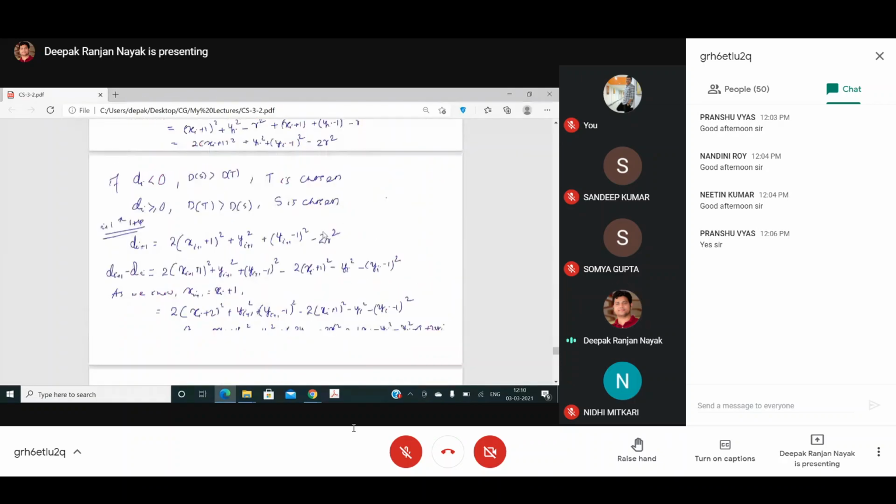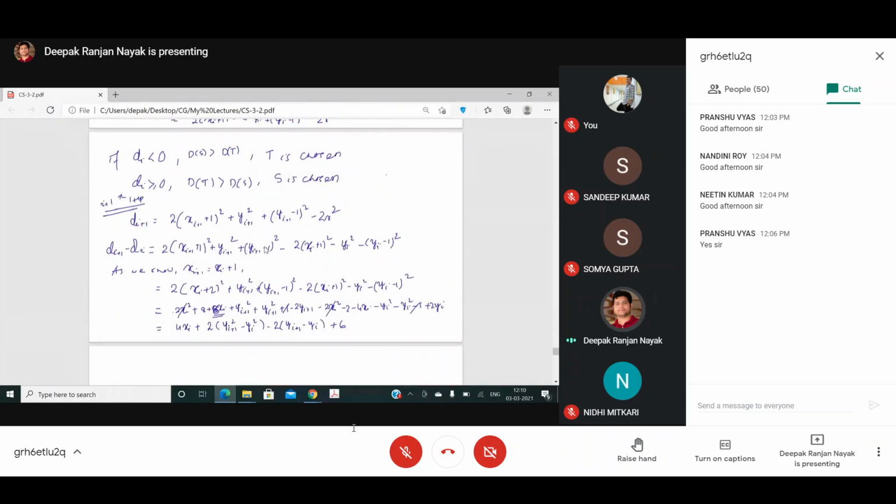We'll see how to solve the problem and how to find the final decision value for the i plus 1 step with the help of the ith step. Also we'll calculate the base case, like d1 in Bresenham's line drawing algorithm.